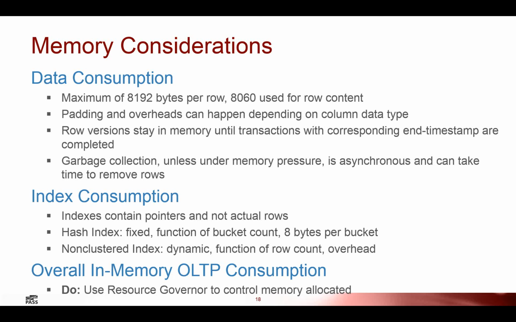Now, indexes contain pointers. There are no clustered indexes in a memory optimized table, so the indexes only contain pointers. The size of a hash index is fixed. It's easy to calculate: it's just how many buckets you specify times 8 bytes. For the non-clustered index, the memory consumption is dynamic. It's a function of the row count, and it has some overhead like a B-tree.